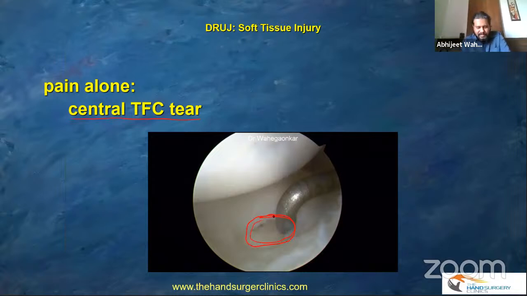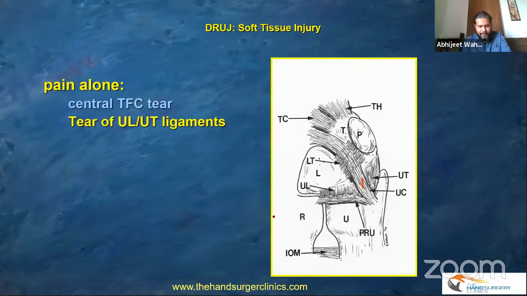You need to be sure that the ulna is of neutral variance. If there is a positive ulnar variance, you would usually do either an ulnar shortening osteotomy or maybe an arthroscopic Feldon procedure, as we'll see in the subsequent slides.